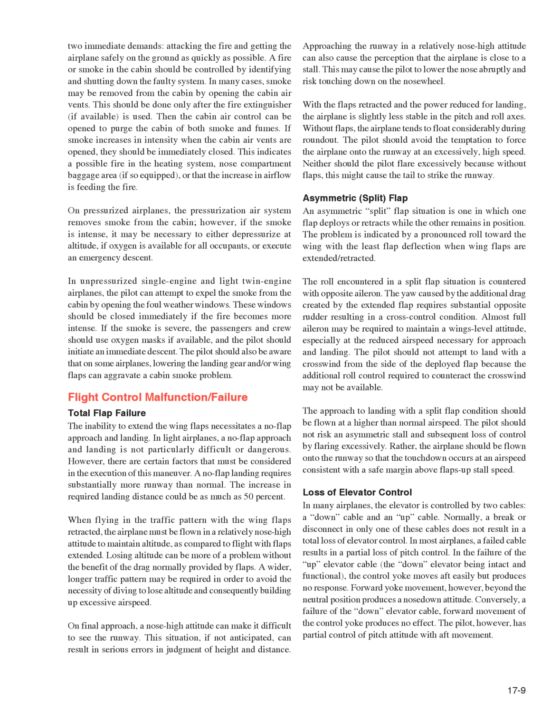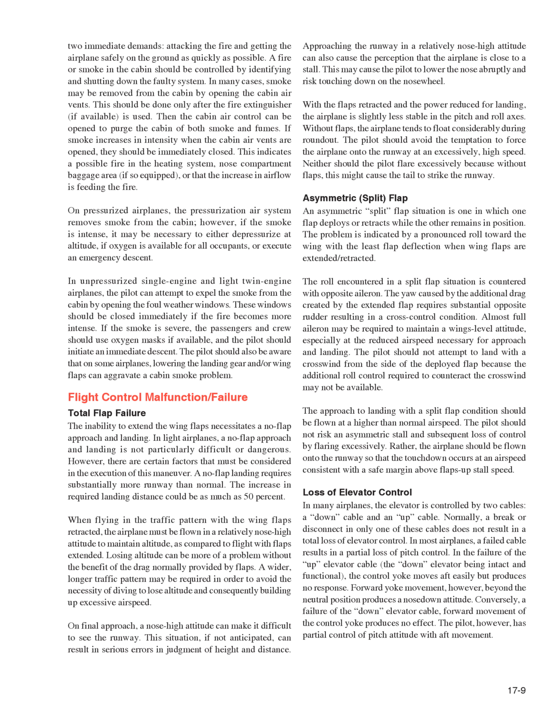A fire or smoke in the cabin should be controlled by identifying and shutting down the faulty system. In many cases, smoke may be removed from the cabin by opening the cabin air vents. This should be done only after the fire extinguisher, if available, is used. Then the cabin air control can be opened to purge the cabin of both smoke and fumes. If smoke increases in intensity when the cabin air vents are open, they should be immediately closed. This indicates a possible fire in the heating system, nose compartment baggage area, if so equipped, or that the increase in airflow is feeding the fire.